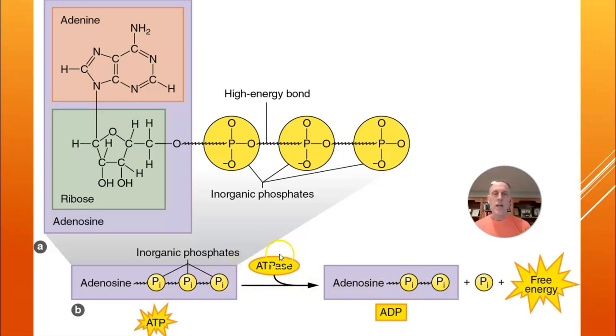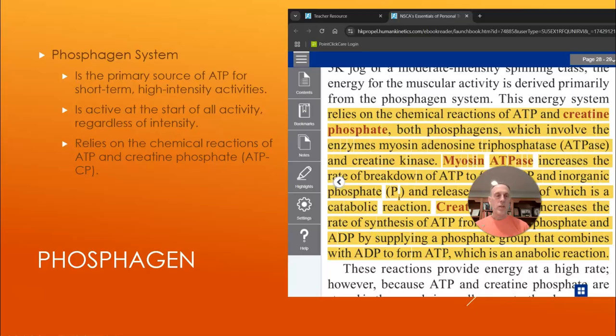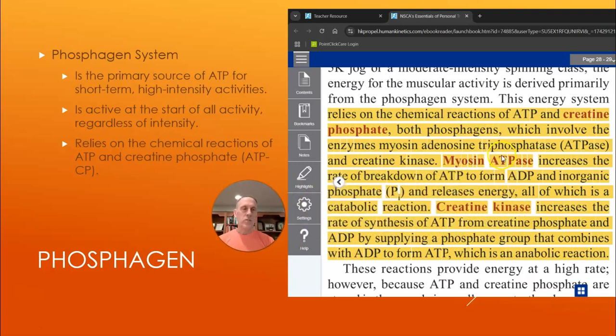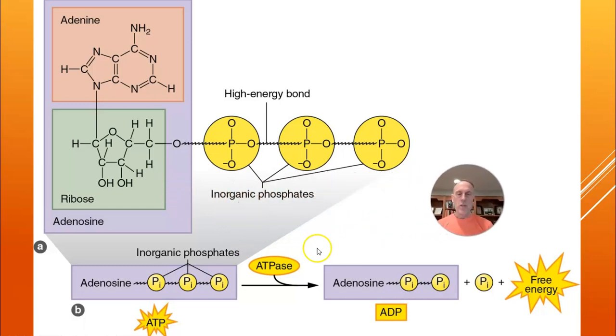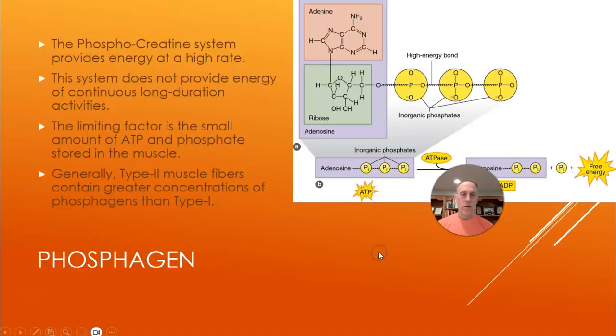Notice you have ATPase involved in the process, which allows that to happen. That's the ATPase that we're talking about in here. Myosin adenosine triphosphate. That's what happens in this diagram. As we go back and forth between adenosine triphosphate and adenosine diphosphate, ebb and flow, back and forth, catabolic, anabolic. That's all it is.